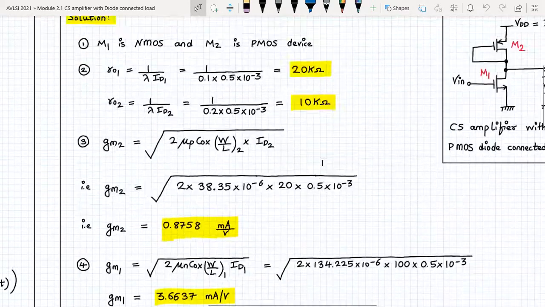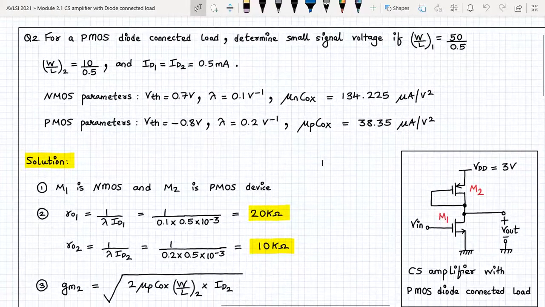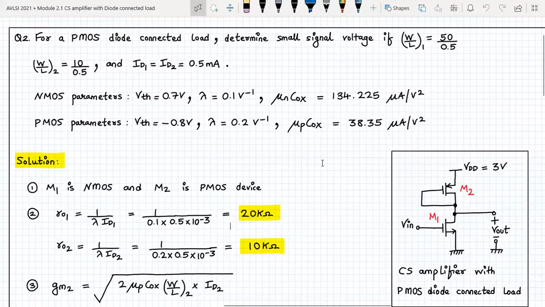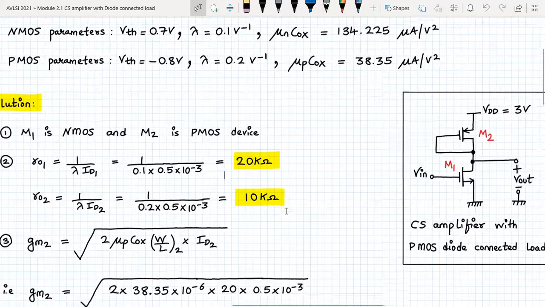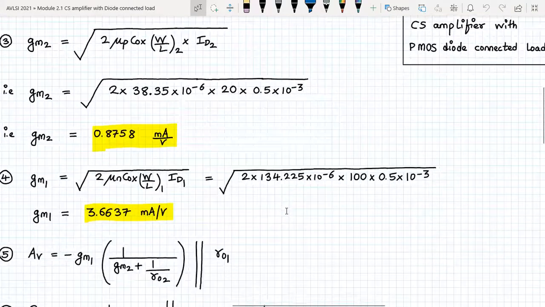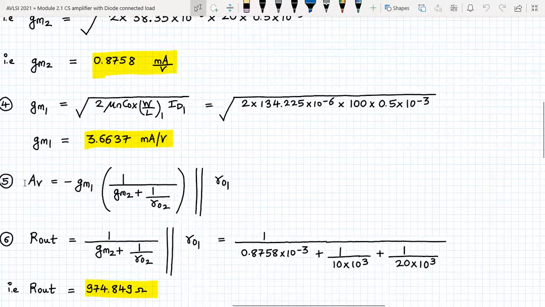Let's run through all the steps once more. We have been given a common source amplifier with a PMOS diode connected load. We have to determine the small signal voltage gain. W by L values are given for both transistors, the drain current values are the same, and NMOS and PMOS parameters were given. We first found RO1 and RO2, then calculated GM1 and GM2. Then we used the exact formula, not the approximated one: gain AV is equal to minus GM1 into the bracket 1 upon GM2 plus 1 upon RO2, parallel to RO1.